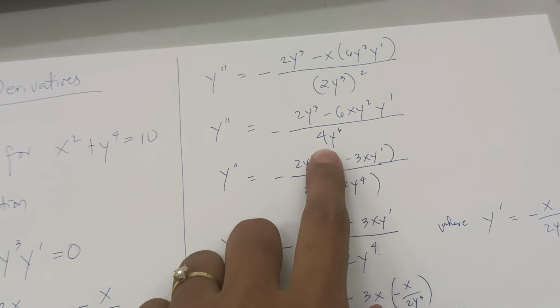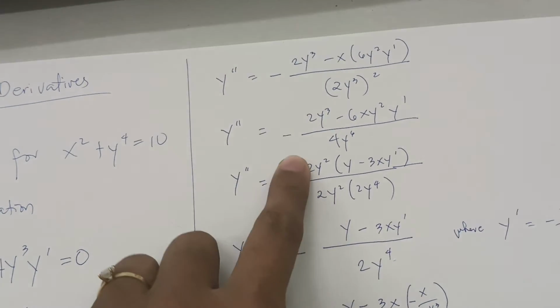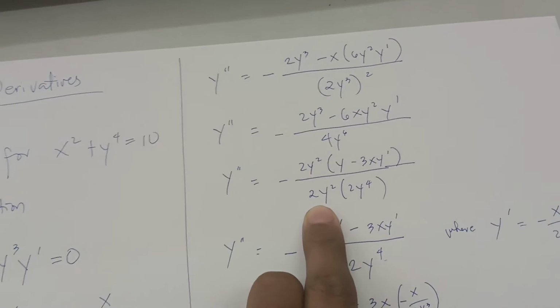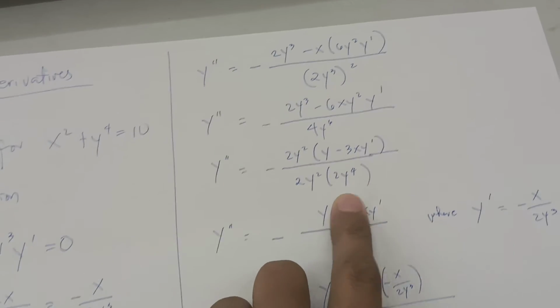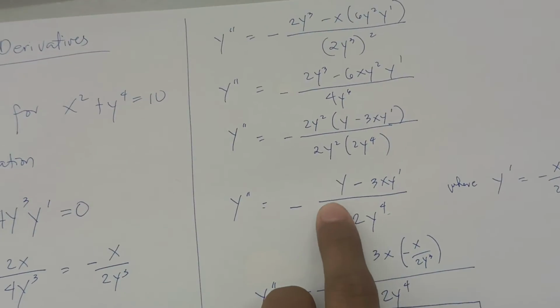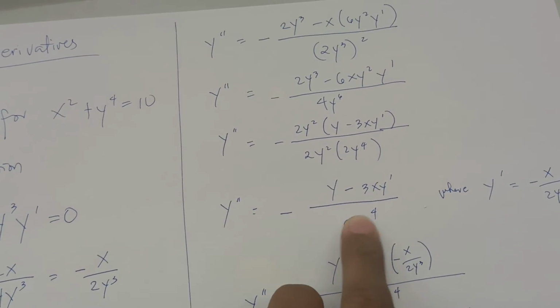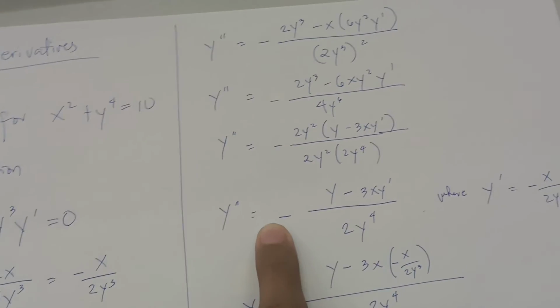For our denominator, we factor also that one, so later on we will eliminate this part. That is 2y squared times 2y raised to 4. Eliminating the common factor, we have here y minus 3x y prime over 2y raised to 4. So we just copy the negative sign.